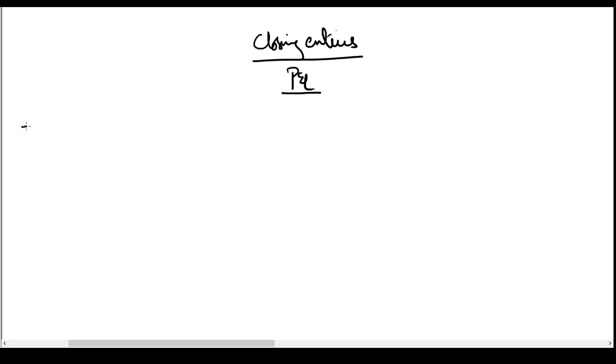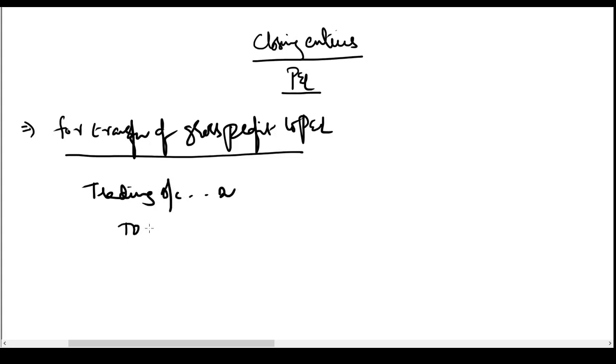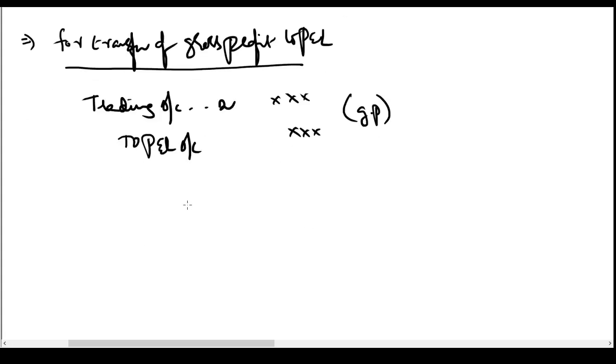The first entry which we'll write is for transfer of gross profit to the P&L account. For transfer of gross profit to the P&L account, we are going to pass the entry trading account debit to profit and loss account. So the gross profit will be transferred from the trading account to the P&L account with the amount of gross profit. If there is a gross loss, the entry would be reversed and we'll pass the entry profit and loss account debit to trading account.